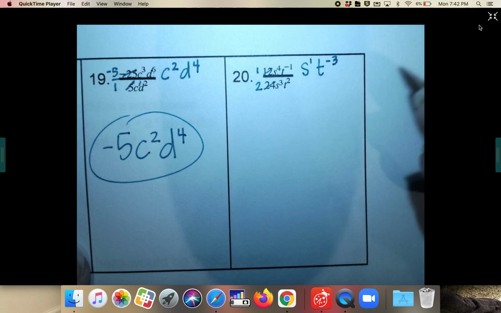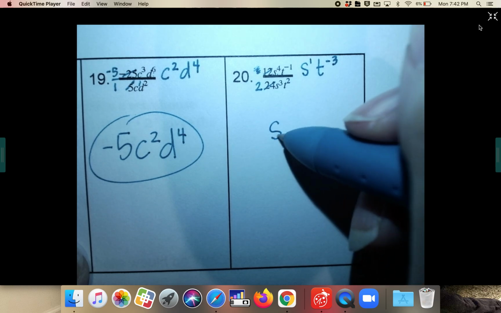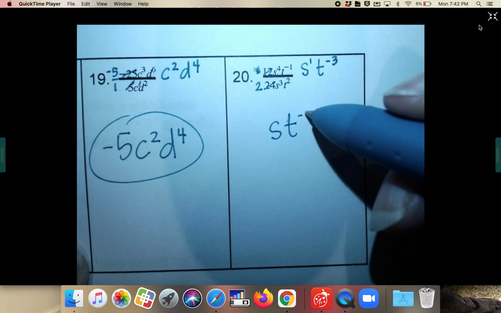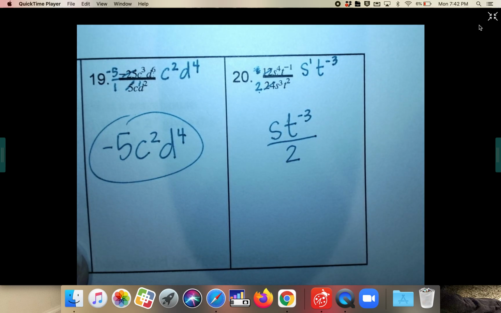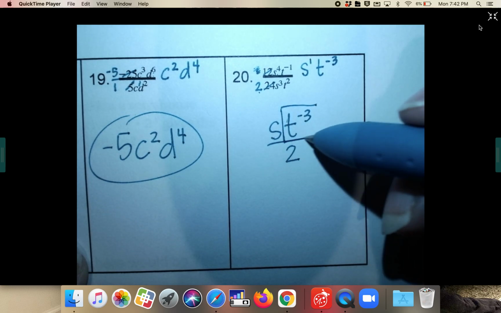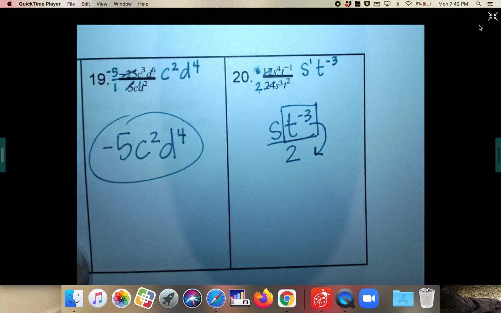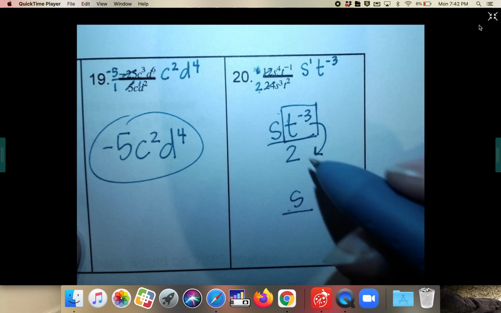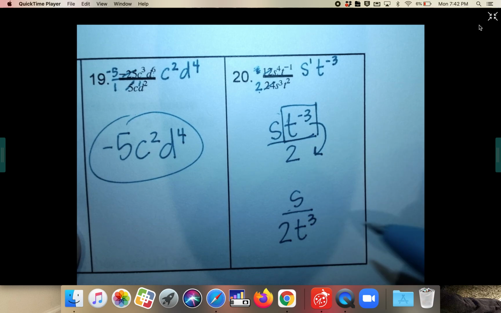Okay, let's put this all together. I'm not going to use my 1 up top because we've got other stuff. So you've got s t to the -3 over 2. Okay, and the problem is you can't have a negative exponent, so we're going to flip it to the bottom and make it positive, but the s is going to stay put. So it's going to be s up top, 2t to the +3 on the bottom.